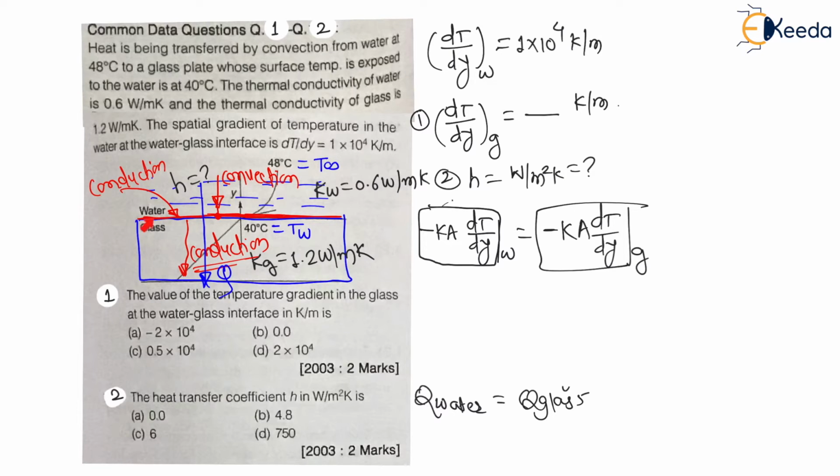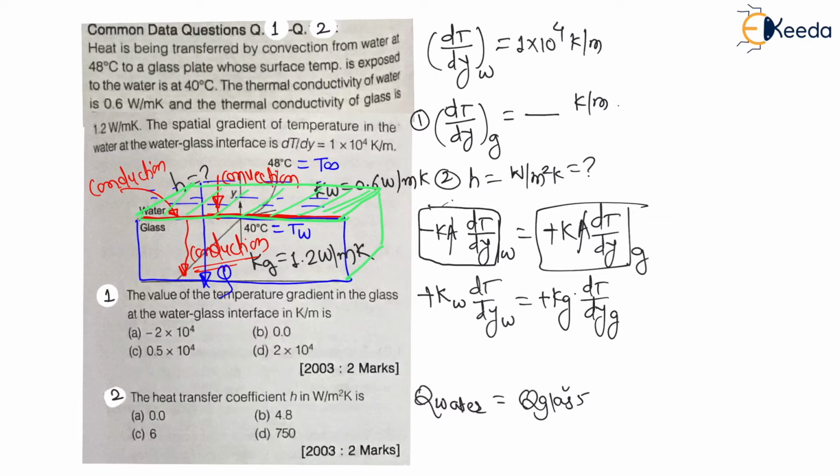Now my dear students, here the area for conduction will be the same. Let us say I mark it with a different color: this is the area available for conduction between water and glass. Therefore, the area available for conduction is the same for both water and glass, so the area will get cancelled from both sides. Also the minus sign will get cancelled, so thermal conductivity of water into dT by dy of water is equal to thermal conductivity of glass into dT by dy of glass, right?